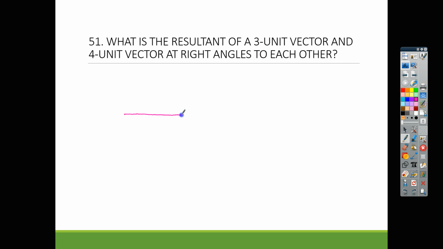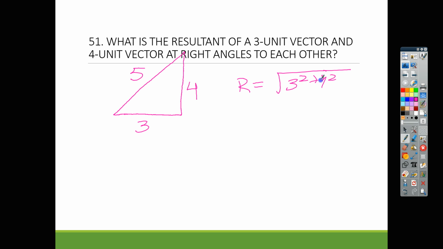So here I've got a 3-unit vector, here I've got a 4-unit vector, and then I've got my hypotenuse. So this is really just a 3, 4, 5 triangle. So this one's pretty simple. You could do the math on it. You could say the resultant is equal to the square root of 3 squared plus 4 squared. But if you know anything about triangles, you know that this is a right triangle with a 3, 4, 5 configuration. So the resultant here is just equal to 5 units.